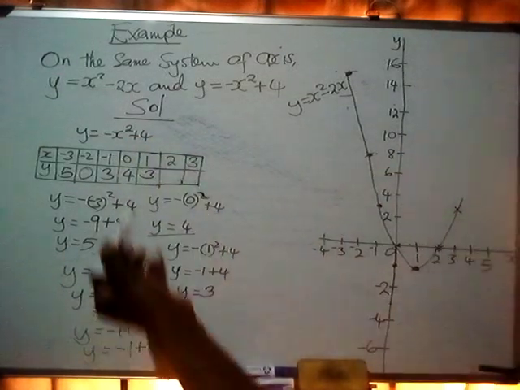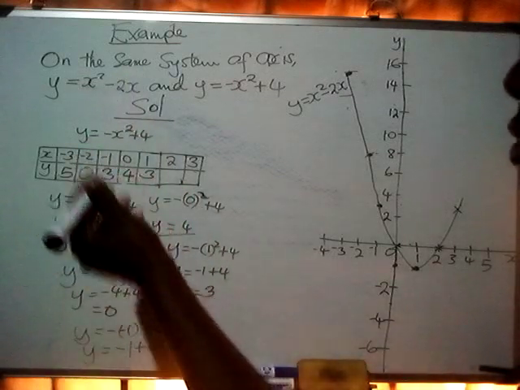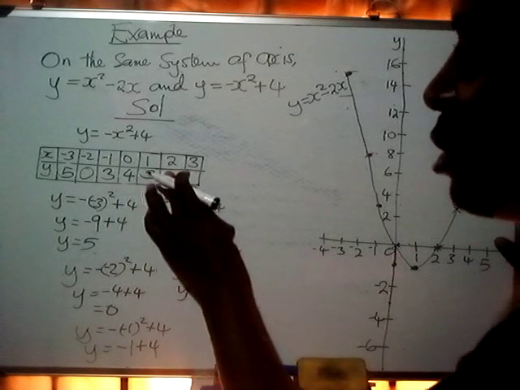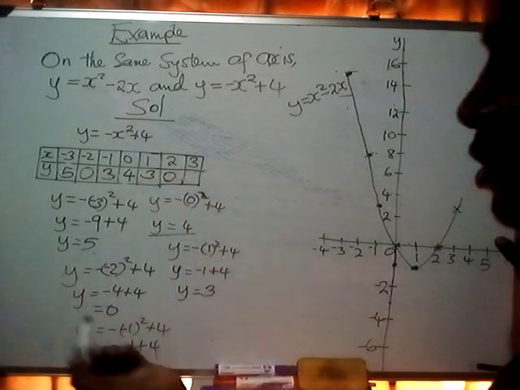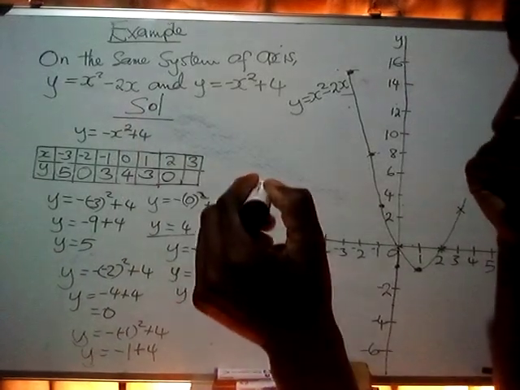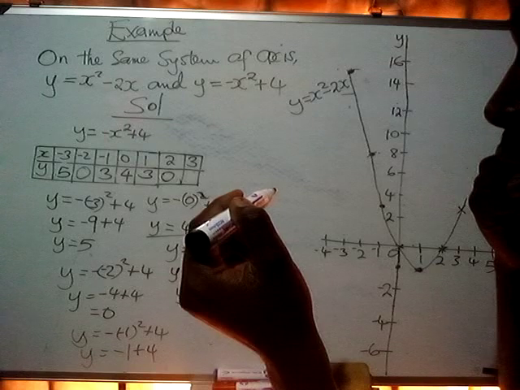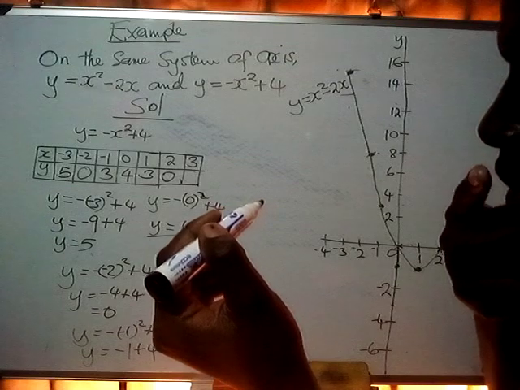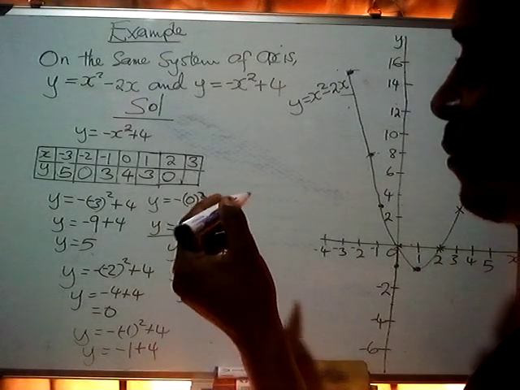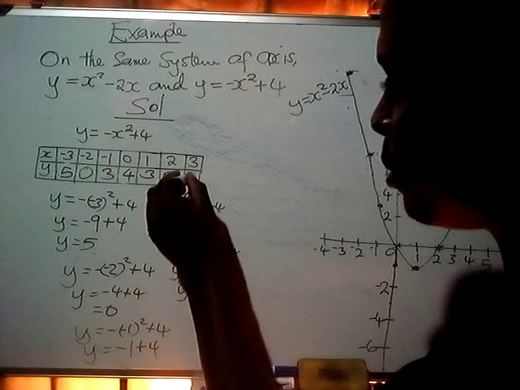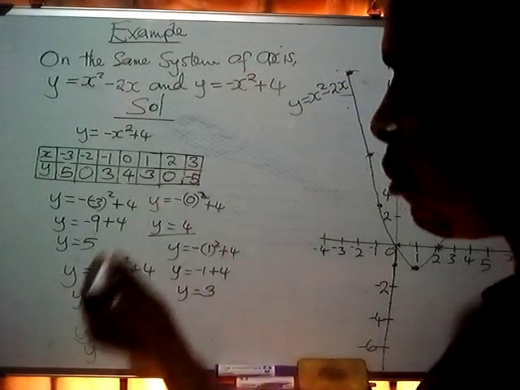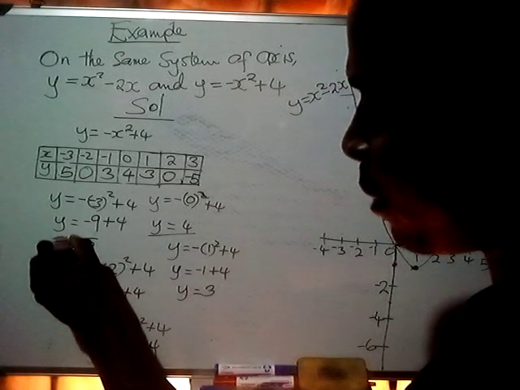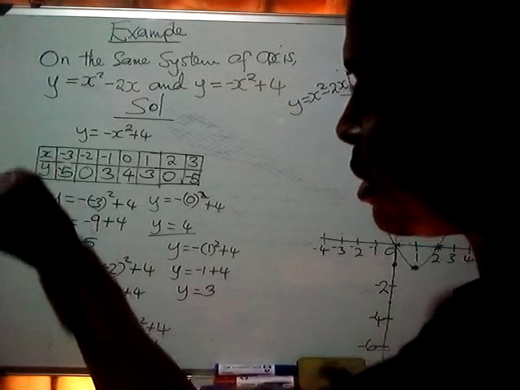When we come to 2, we say 2 squared, the answer is 4. So it will be -4 plus 4, and the answer will be 0. If I put a 3 there, it will be 3 squared, which is 9. Then it will be -9 plus 4. The answer will be -5. So this means that even at this point here, it should not be 5, but -5. Please correct it. The answer is -5.